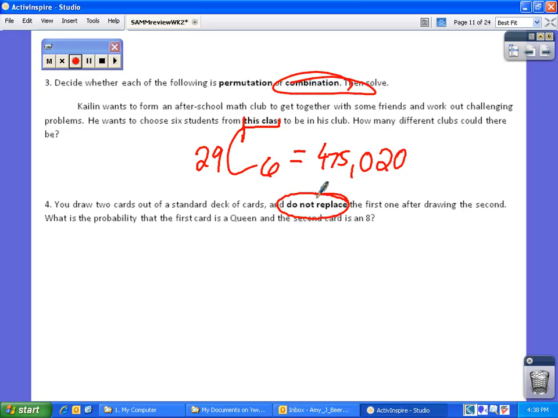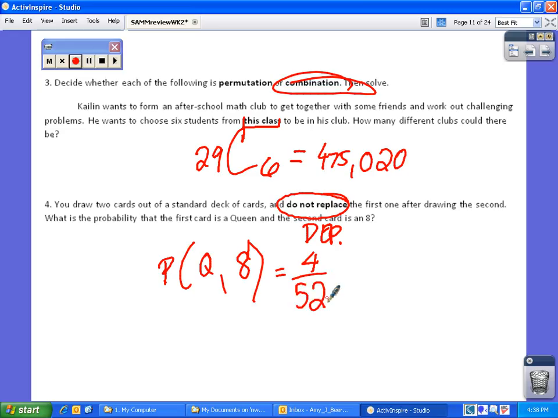Number 4, you draw 2 cards out of a standard deck of cards and do not replace them. This tells you that these are dependent events. Do not replace the first one after drawing the second. What's the probability that the first card is a queen and the second card is an 8? Well, there's 4 queens in a deck out of 52 cards. If you don't put that card back, now there's 51 cards, but there are still 4 8s. And when you multiply, you get 4 out of 663 after you reduce.